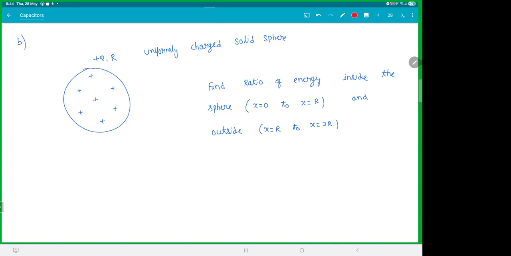Since the field outside the solid and hollow sphere is the same, the self energy of a hollow sphere, which is kq square by 2r, must be the energy outside the solid sphere. And you know the total energy for a solid sphere. So from the total, if you subtract the outside, whatever remains must be the inside energy. I hope that argument is making sense.